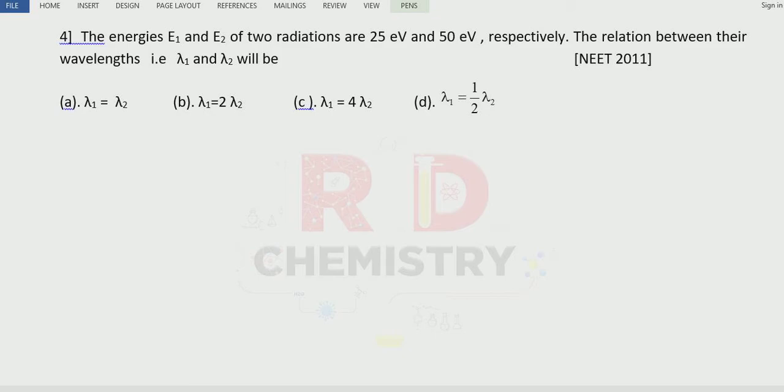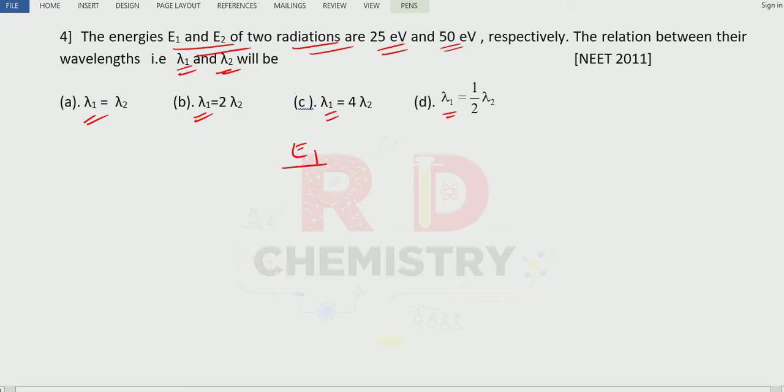Question number 4. The energies E1 and E2 of two radiations are 25 and 50 electron volt respectively. The relationship between their wavelengths, lambda 1 is equal to what? See here, in all the options lambda 1 is equal to how much? So we have the energy of the first radiation to the energy of the second radiation in the ratio 25 electron volt divided by 50 electron volt. That means the ratio is 1 by 2.